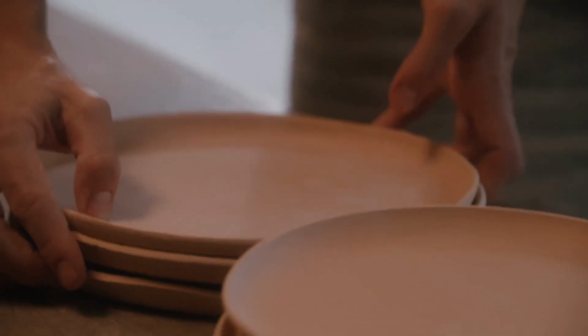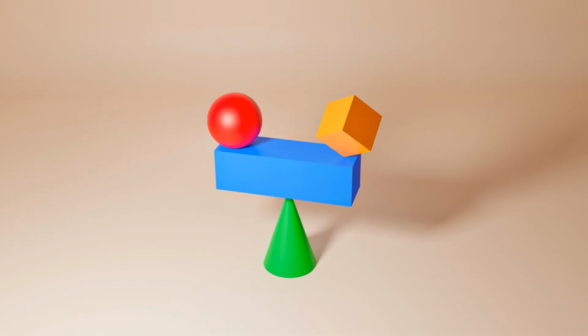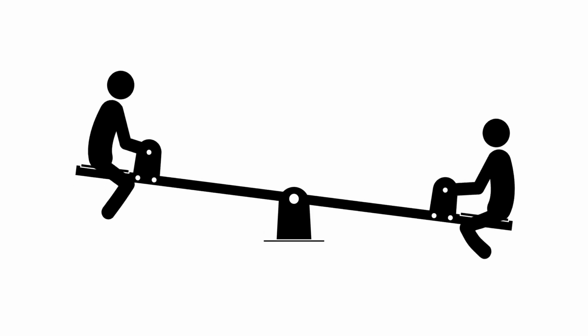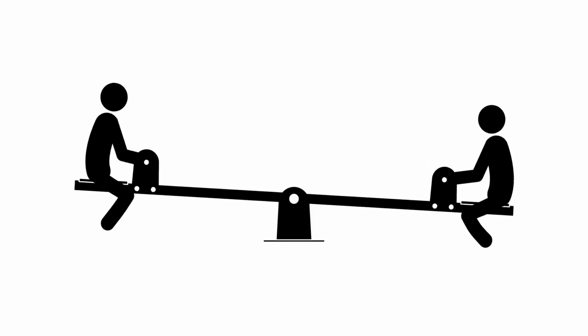Imagine balancing a plate on the tip of your finger. You instinctively search for its center point. This balancing point is like a centroid. In simple terms, the centroid is the average position of all the points in a shape.